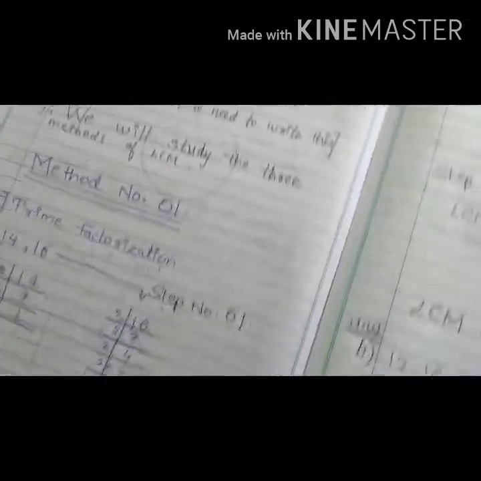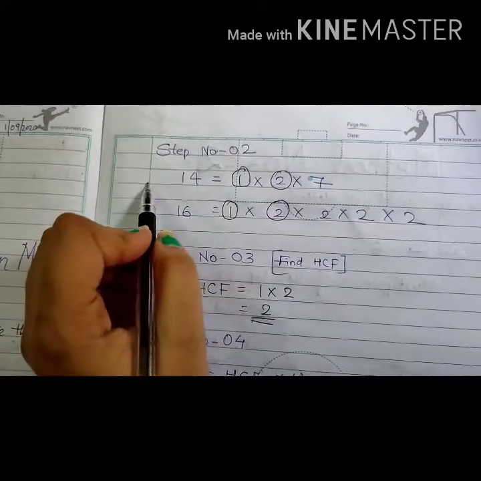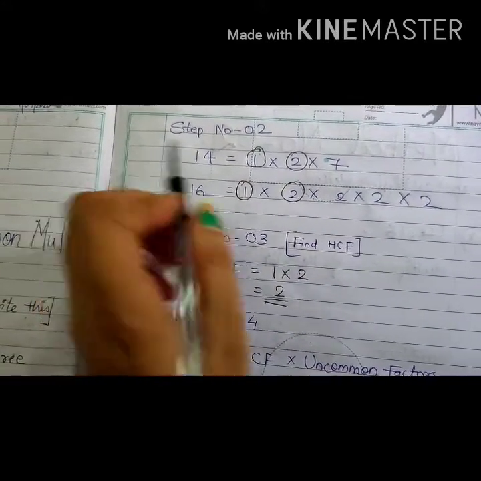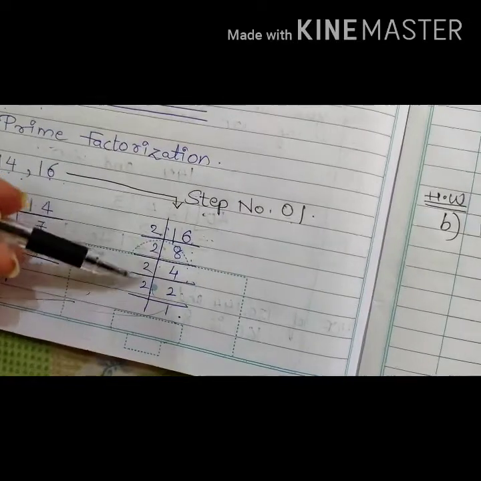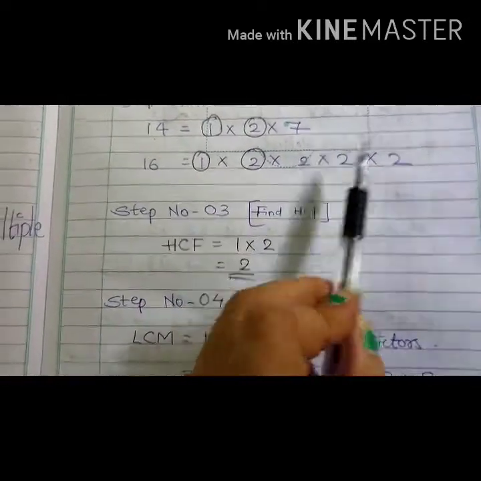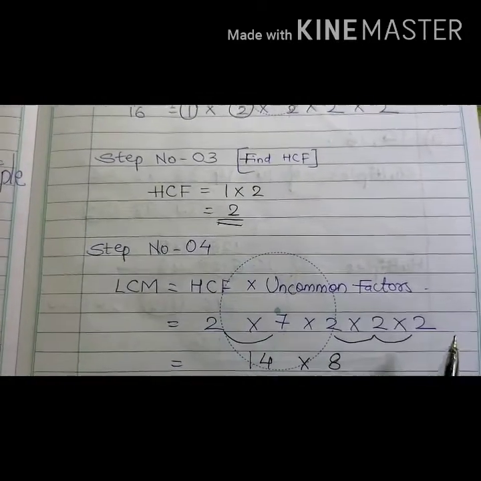Now step number 2. What are the basic steps of HCF? Just follow that. 14 and 16. In the 14, the numbers are 2 and 7, but we always put 1. 16 is there, so 2 2 2 2. So 1 multiplied by 2 multiplied by 2 multiplied by 2 multiplied by 2. So there are 4 2's. I have written 1 2 3 4. Step number 3, find HCF.